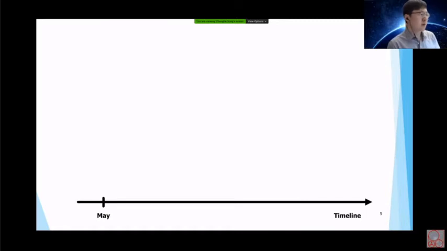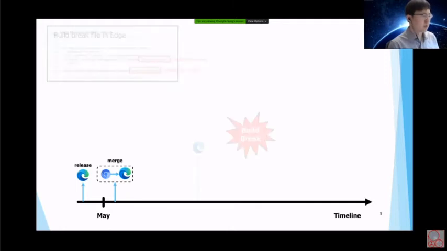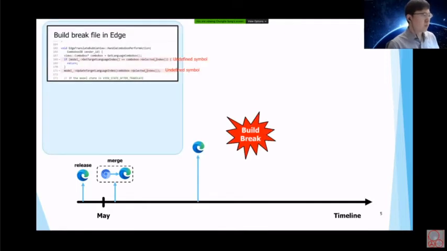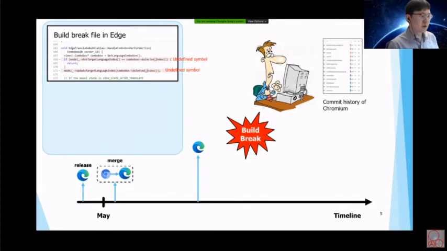Let me use a simple example with a commit of Microsoft Edge. Let's say Edge is released in April, and after some time during May, the Edge team noticed Chromium made some security updates. So the team tries to pull the changes by a merge from the recent Chromium. During this merge, we encounter a build break because of the changes from the upstream. It says a function call of selected index is an undefined symbol in this file. Then an engineer tries to figure out the problem by looking at Chromium's commit history.